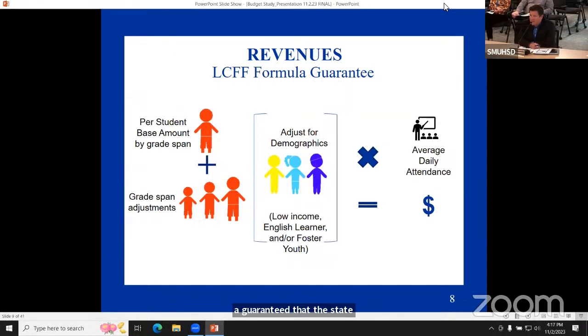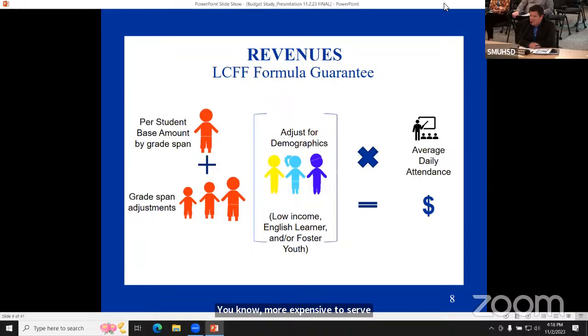And how the LCFF works, which is a little bit different from the revenue limit, is similarly to the revenue limit, there's a per student funding amount. That's the per student base amount. It's a little bit different by grade span, but it's a per student amount. Then what's different about it is the LCFF is a weighted student formula. What the LCFF does is note that some students require additional supports. Some students are more expensive to serve because of their needs.